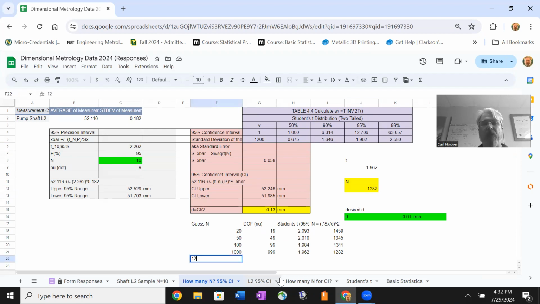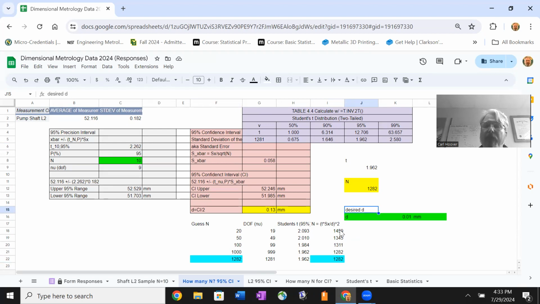So we could come over here and put 1280, let's put 1281 right here. And we can put 1281 in here. That's going to be, 1282 will give us 1281 degrees of freedom. And then we can just use 1.962. And we can see that, in fact, this number and this number are in agreement. Okay, which means that we've iterated successfully.